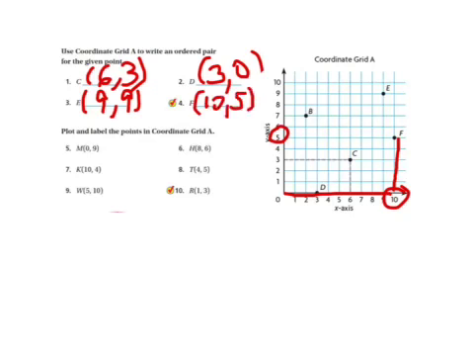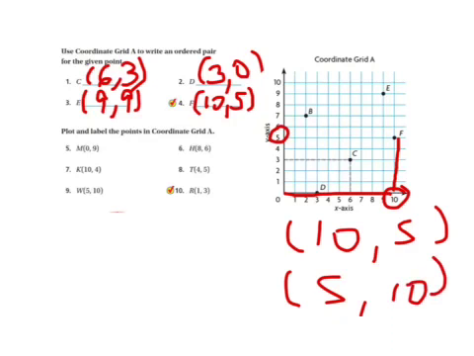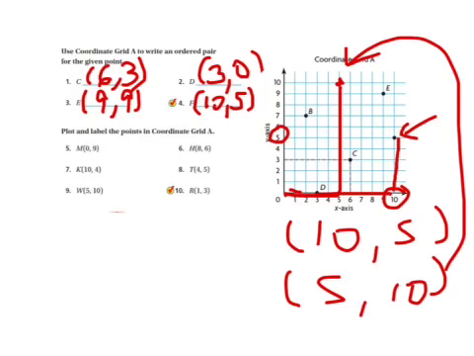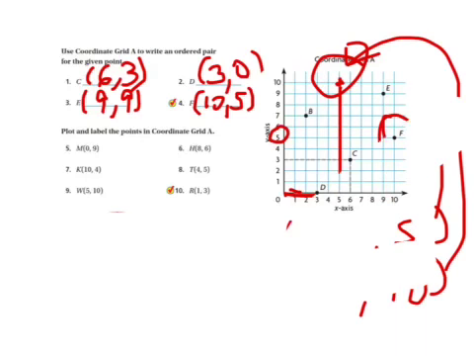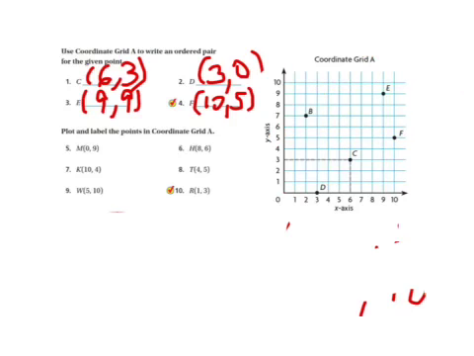By the way, it's very important not to flip these numbers. 10, 5 and 5, 10 are very different points. This is 10, 5. 5, 10 would be over 5, up 10. As you can see, they're very, very different. So do not mix these up. Always do x first.